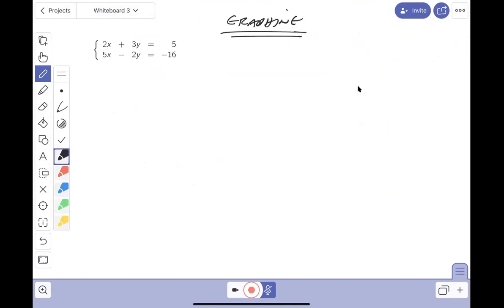What's the problem with graphing? It's time consuming. It's generally not accurate. And if you're not good at drawing even a really kind of crabby picture, it's going to be really tough to read this thing. I'm going to graph one line at a time. I'm going to graph this one over here.